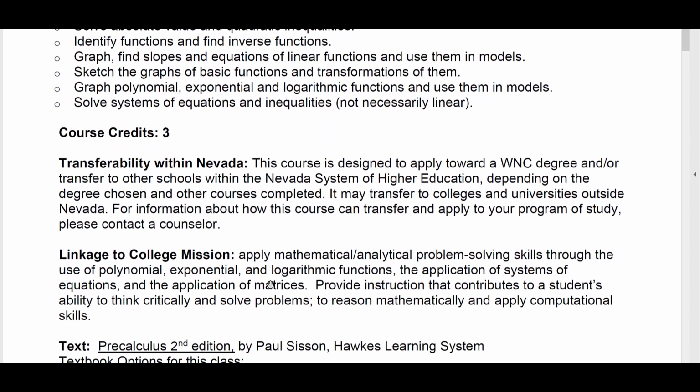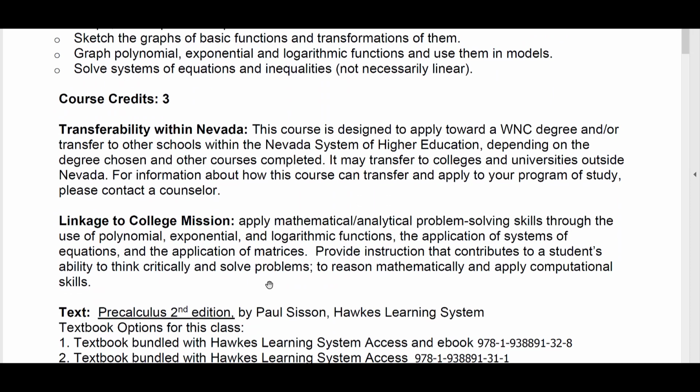Course credits 3, transferability within Nevada. This course was designed to apply toward a WNC degree and/or transfer to other schools within the Nevada system of higher education. Depending on the degree chosen and other courses completed, it may transfer to other colleges and universities outside Nevada. For information about how this course can transfer and apply to your program of study, please contact a counselor.